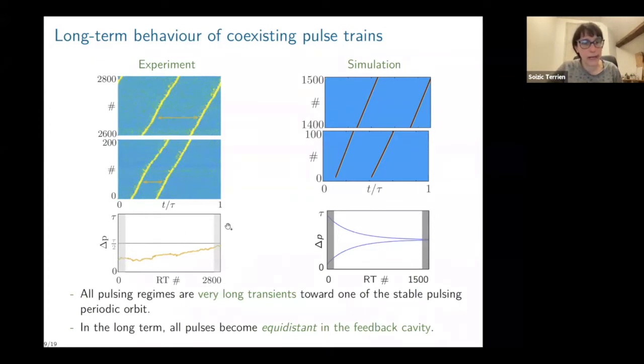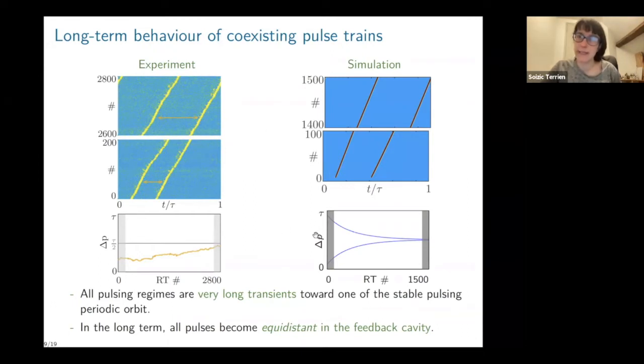This appears a bit more clearly in this figure, where we represent the elapsed time between 2 consecutive pulses, which is represented by the yellow arrow here, with respect to the number of round trips. And what we see is that originally this time is smaller than half the delay, but very slowly, over several hundreds of round trips, it converges towards half the delay time.